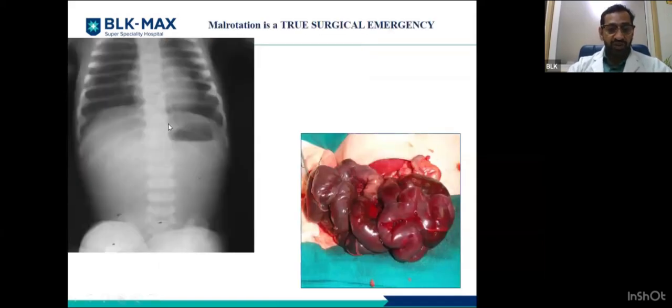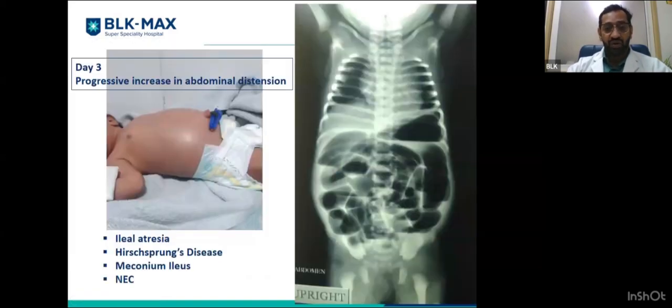This was a child who presented with just a small air in the stomach, the absolutely gasless abdomen, and the abdomen was tense with severe peritonitis. We thought that most likely this is a peritonitis, and when we operated, it was a malrotation with a whole intestinal gangrene. So malrotation is a true surgical emergency, and you should not miss the findings of malrotation on abdominal X-rays.